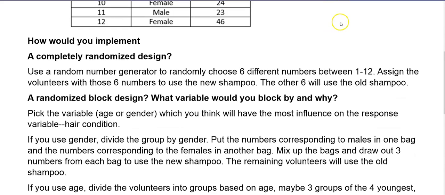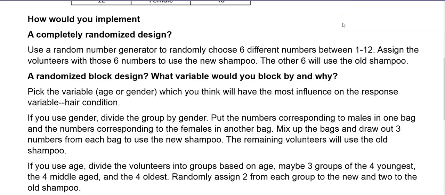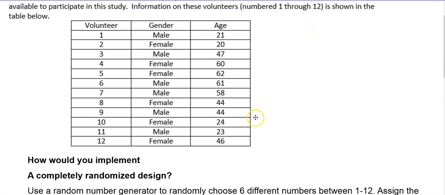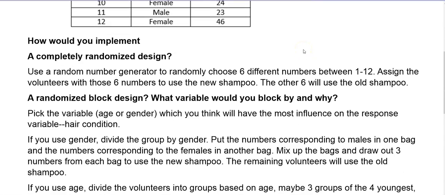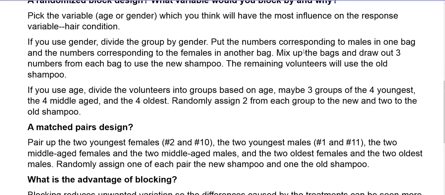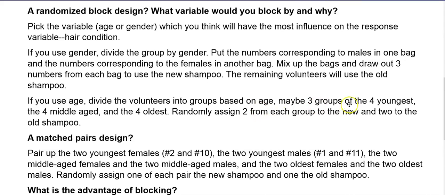If you use age, you might want to divide the volunteers into groups based on age, maybe 3 groups, because we notice that we have 4 people in their 20s, 4 people in their 40s, it looks like, and then 4 people that are either high 50s or low 60s. So we could divide them into 3 groups, the 4 youngest, the 4 middle-aged, and the 4 oldest, and randomly assign 2 from each group to the new shampoo and 2 to the old shampoo.